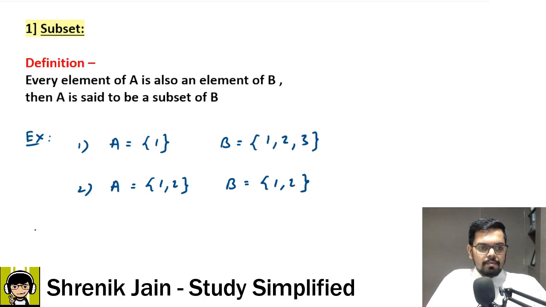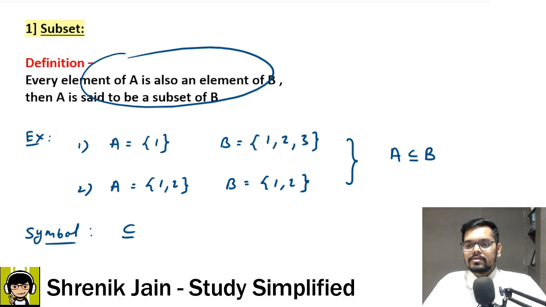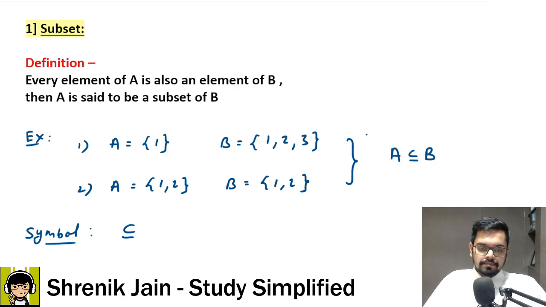Do we have some symbol for subset? Definitely, we have a symbol. This symbol is known as subset. Therefore, in both the examples, we can write in this way that A is a subset of B. Instead of writing the English format, we can simply use this symbol. Okay, this symbol is nothing but the subset symbol.